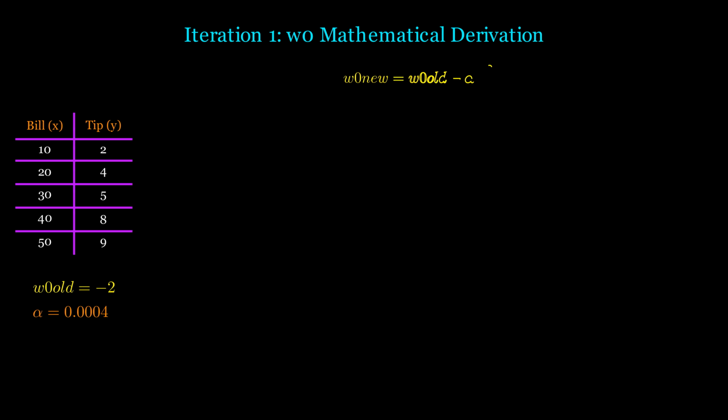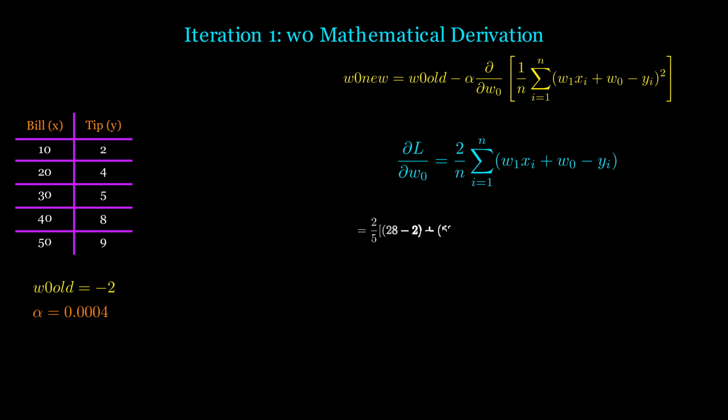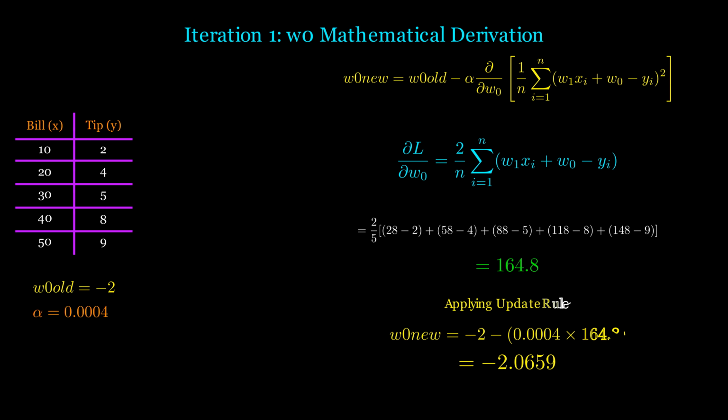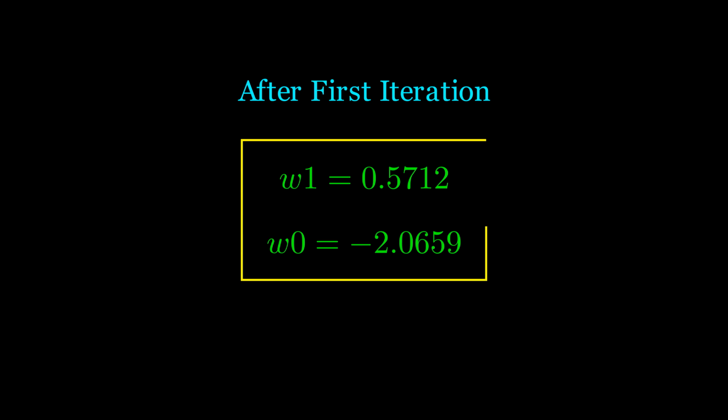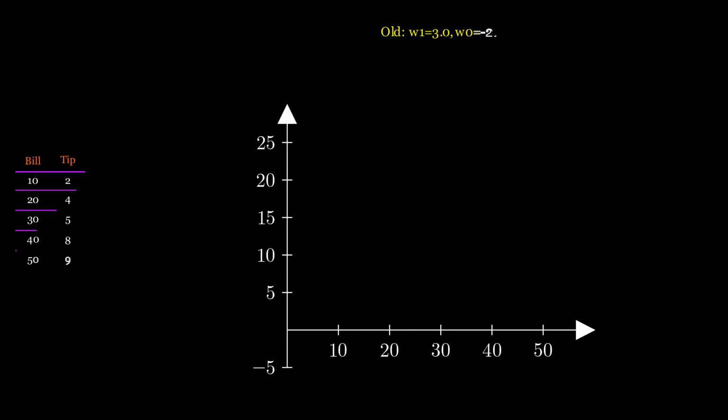Similarly, we do the same for W0 new. After the first iteration, we got W1 equals 0.5712 and W0 equals negative 2.0659. Let's observe the changes in our graph.